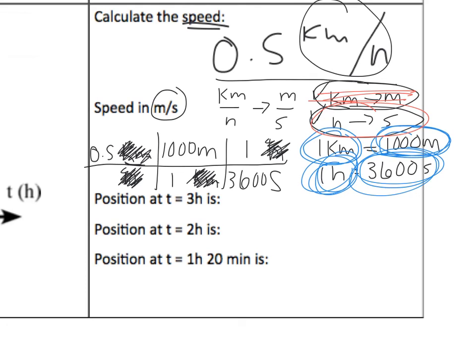Now, to do the math, all you're going to do is multiply 0.5 times 1,000, hit enter on your calculator, it'll give you 500, and then divide by 3,600. And that's going to give you 0.1388, and I'm going to round that to 0.14, and then my unit is meters per second.